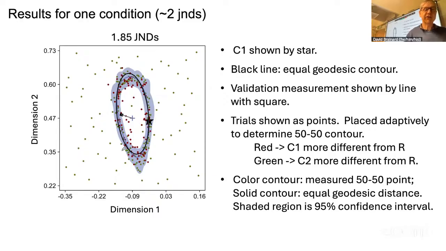The black thing is the equal geodesic distance prediction. This is the reference, this is C1, and this is the direction in which we measured the C2 threshold. The first thing you see is these red points are where the subject said C2 is closer than C1, and green ones are the other way around. You can see that this AE Psych software did a good job of concentrating points near the 50-50 point, because there's a lot of reds inside and more greens outside, and this purple region is its estimate. So for this condition, the estimated 50-50 point contains the equal geodesic prediction. So that's a success case.